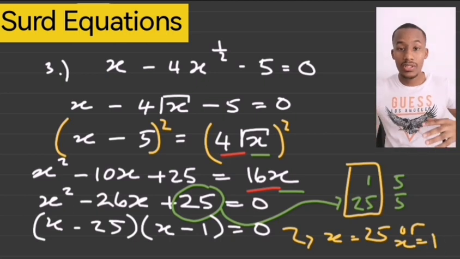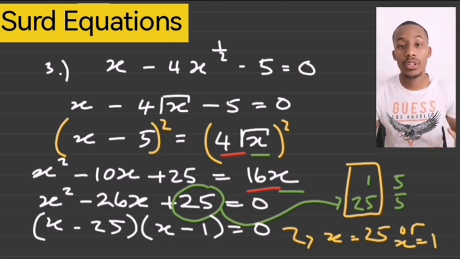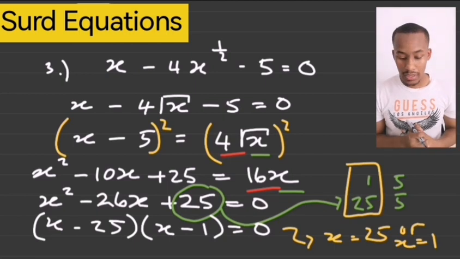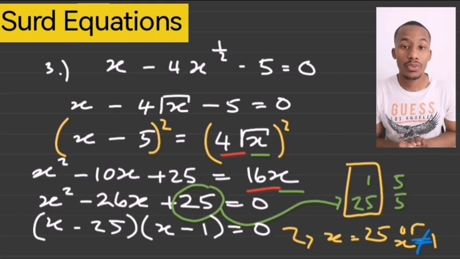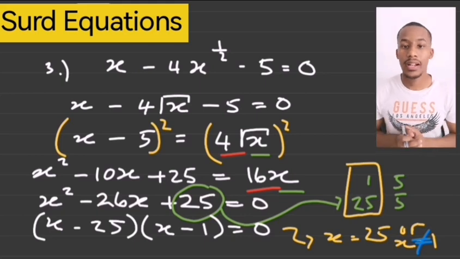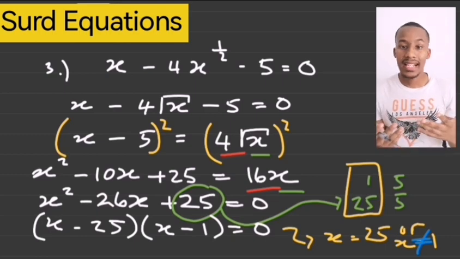Again, let's substitute these answers back into the original equation to see which one checks out. So it turns out that 25 is the correct answer, but x equal to 1 is not. So we're just going to draw a line through 1. Always remember to check your answers for these types of equations, but that's how it's done.